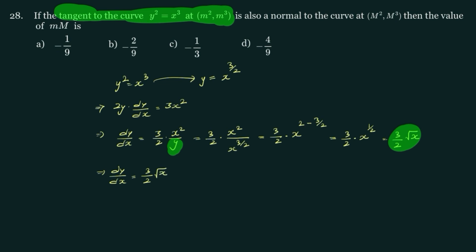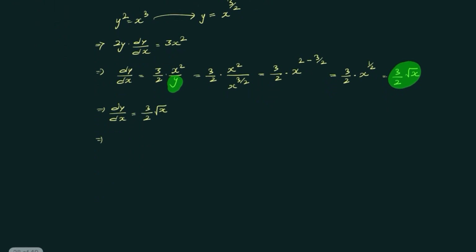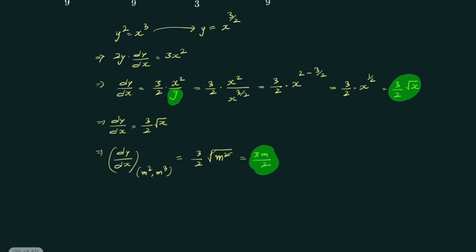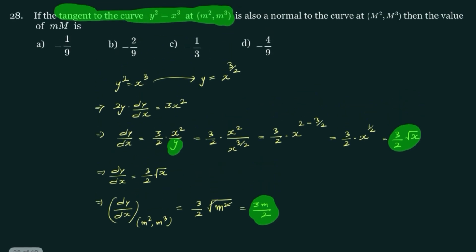So dy over dx equals 3 by 2 root over x. We need to find the tangent at the point small m squared, comma m cubed. So therefore the value of dy over dx at the point (m squared, m cubed) will be equal to 3 by 2 square root of, now in place of x I will write m squared because the x value is m squared, so square root and square get cancelled, so it will be 3m by 2. That means this 3m by 2 is the slope of my tangent at the point (m squared, m cubed).